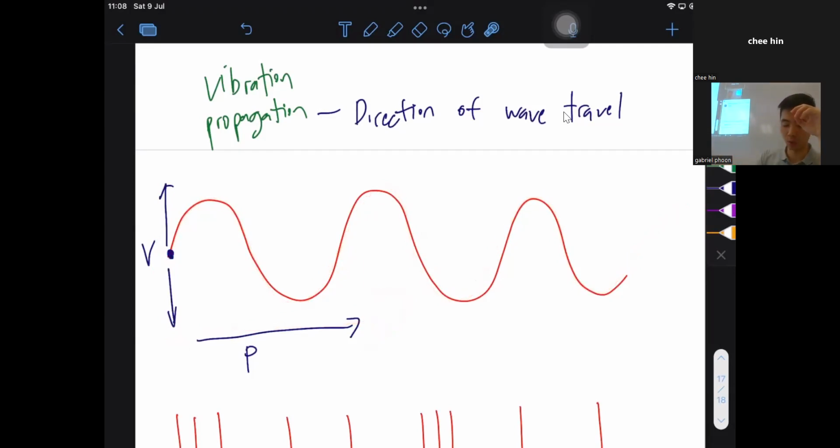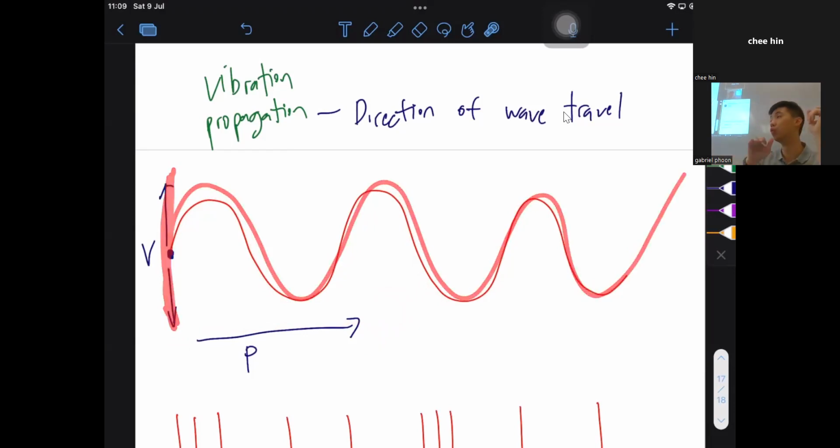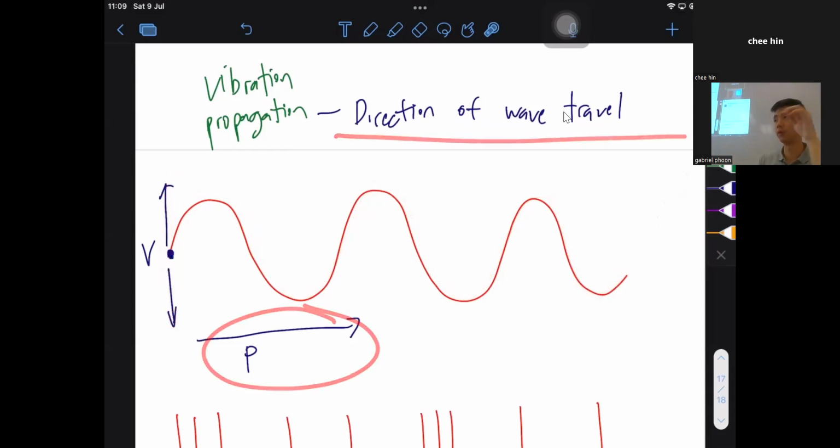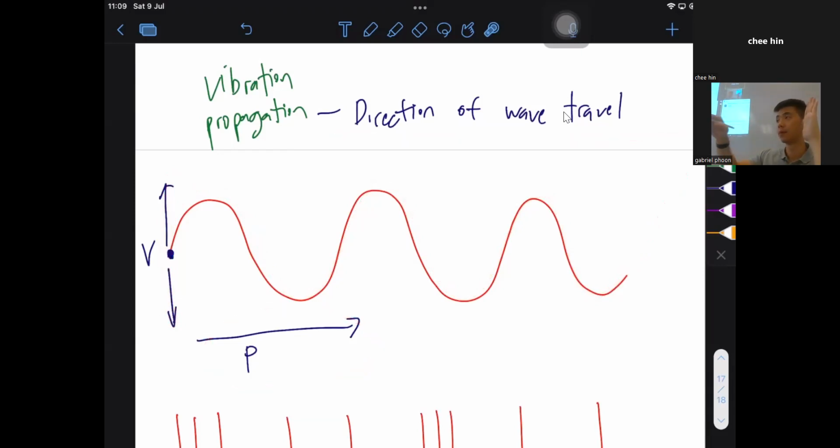Can you imagine this? Without vibration, sorry, without propagation, the wave will just go up, down, up, down, up, down. With propagation, it will be up, down, up, down, up, down towards the right. That's why propagation is the direction of wave travel. It will only go towards the right.